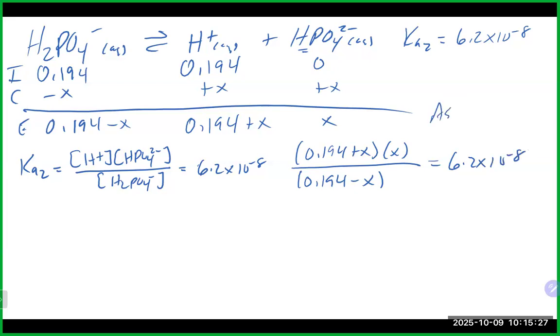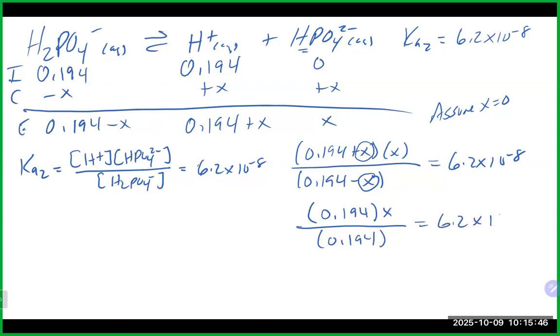Why not make our assumption here that X is equal to 0? We're going to get rid of this X and this X here, they go to 0. We have to keep 1 X, otherwise we have nothing to solve for. So 0.194 times X divided by 0.194 is equal to 6.2 times 10 to the minus 8. I feel like I could do that without the calculator. Those are going to cancel, and that gives us an X value in this case of 6.2 times 10 to the minus 8.